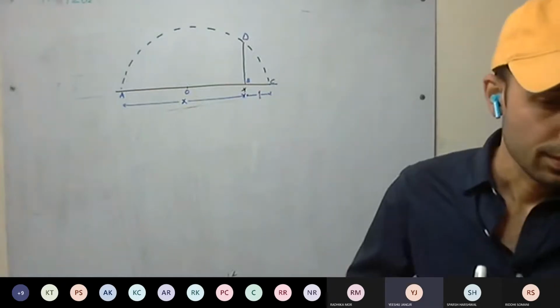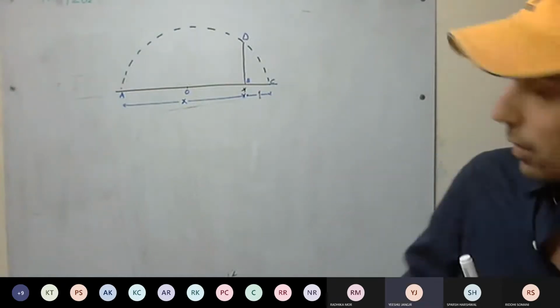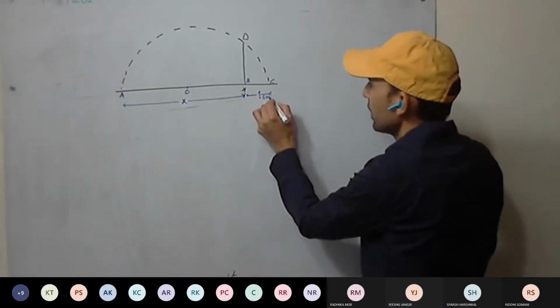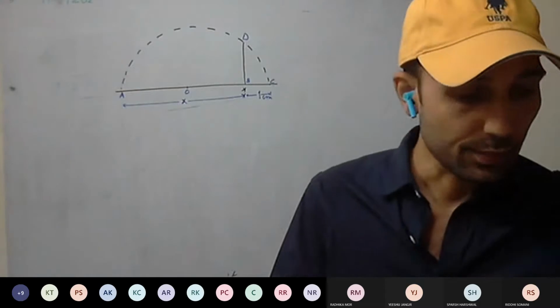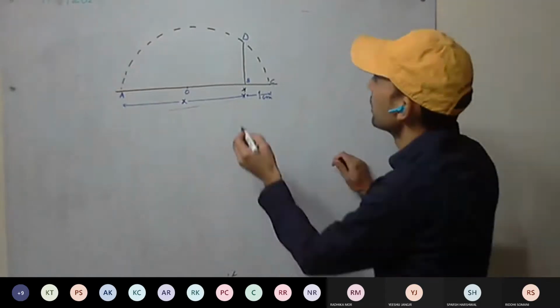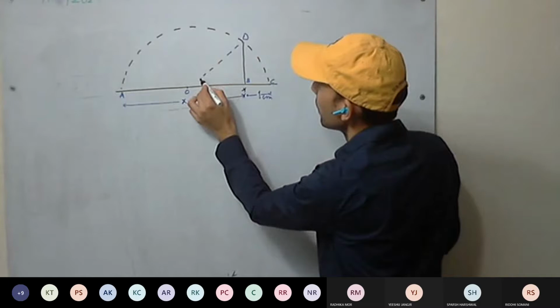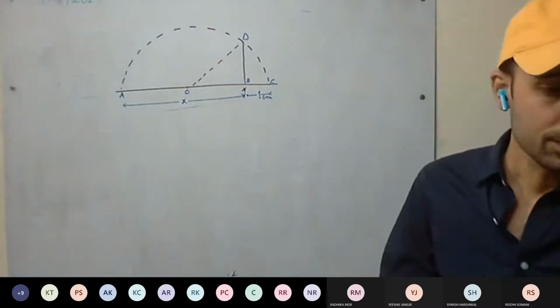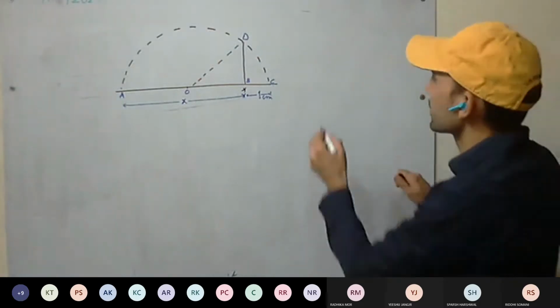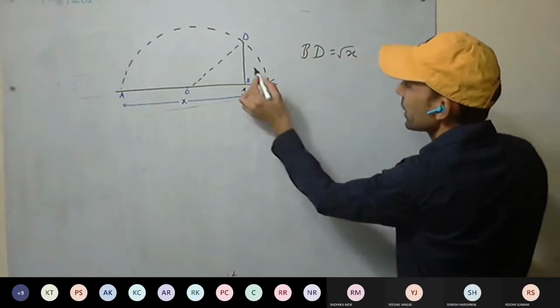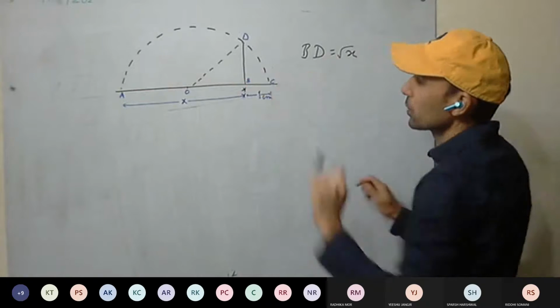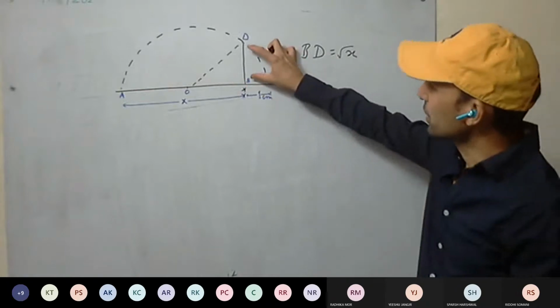1 centimeter is given, and this is X centimeters. This is being given. And what we have to show? BD equal to root X. That means this length is equal to root X. So we have to find this one.